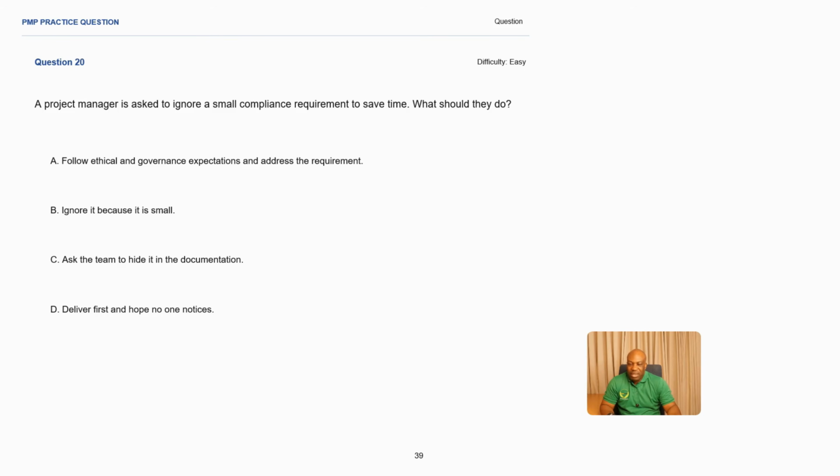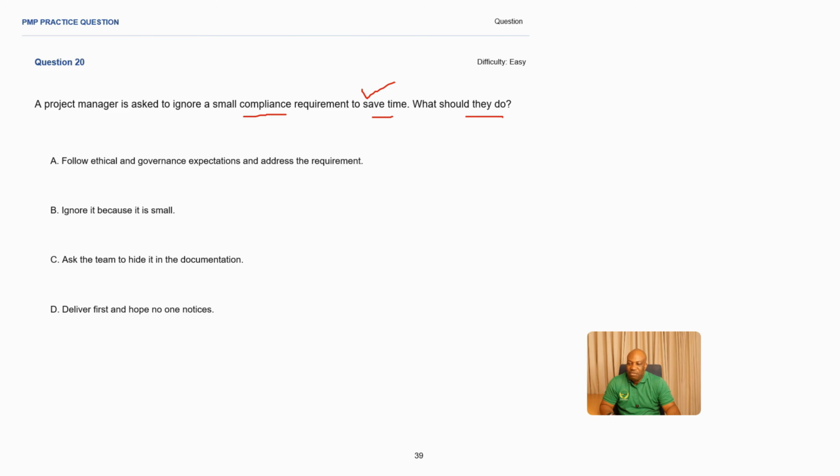Practice question number 20. A project manager is asked to ignore a small compliance requirement to save time. What should they do? All right. So what is the problem statement here? A project manager is asked to ignore a small compliance requirement to save time. All right. So this is the problem. There's an issue with time. Now we have to ignore some compliance.